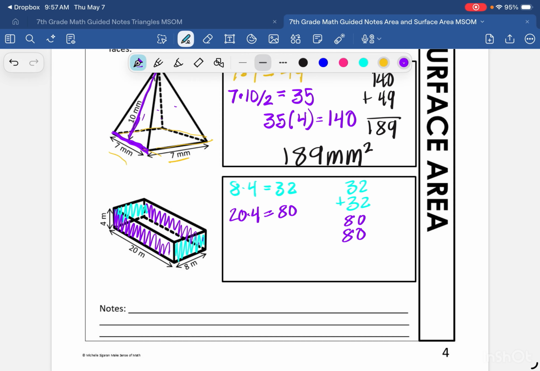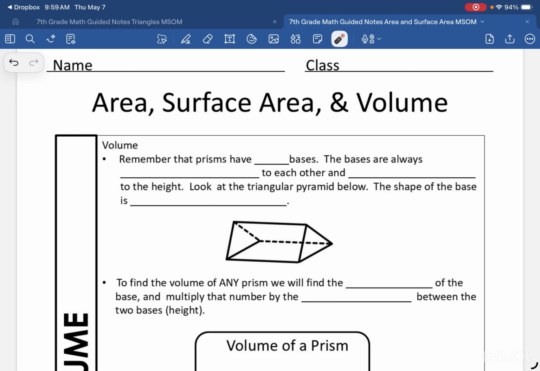And then I have my top and my bottom. So I have this face right here. It's getting a little messy, I know. And then this face here on the bottom, which is going to be 20 times 8 for one of those. So we have 20 times 8, which is 160, and then I'm going to have 2 of those. So if I sum all of this up right here, that's going to give me 544, and then don't forget your units, millimeters squared. Now let's move on to volume.